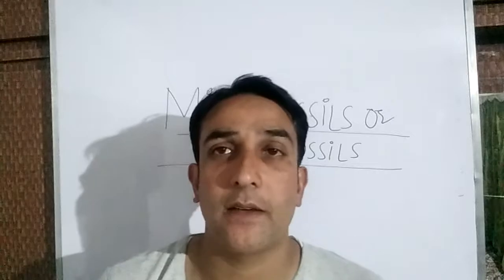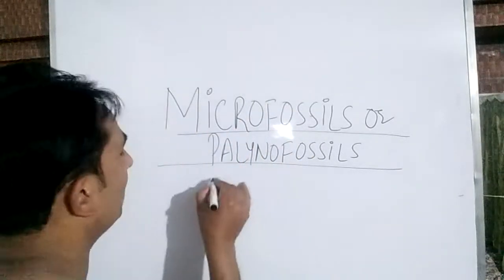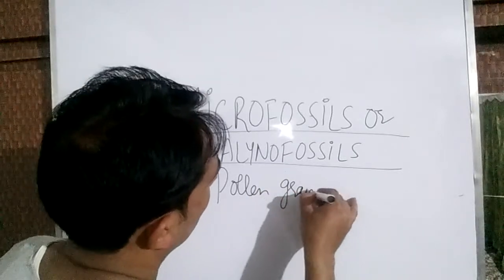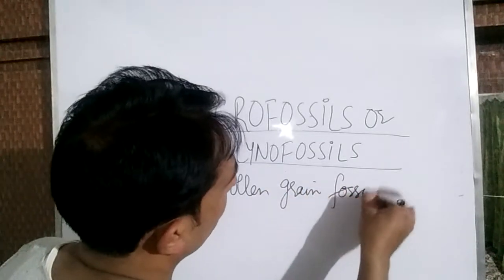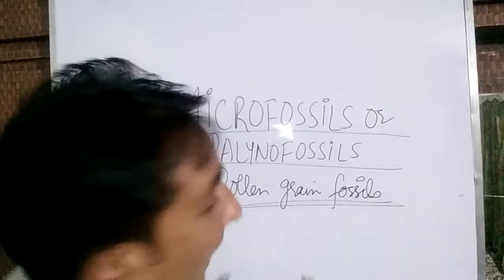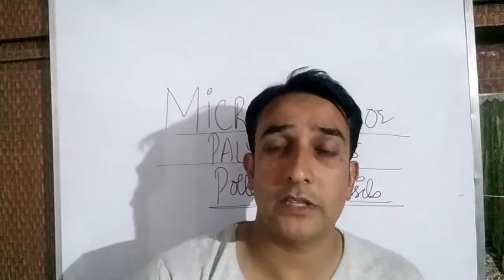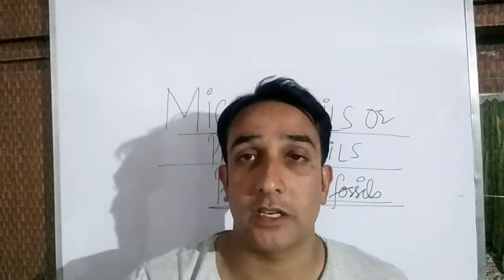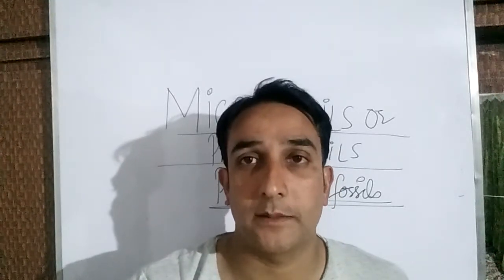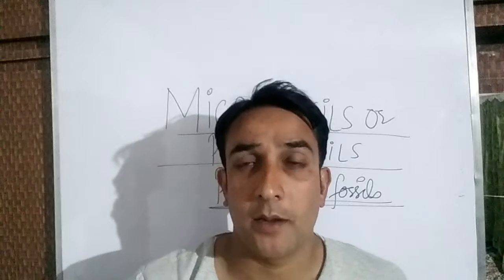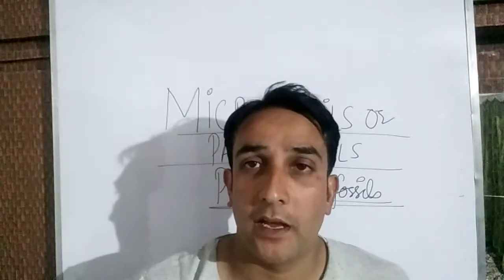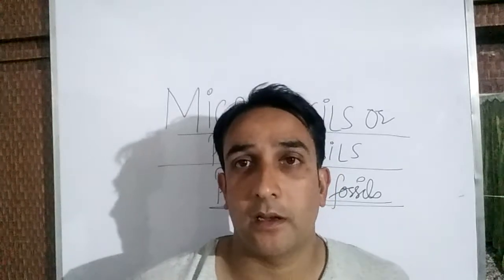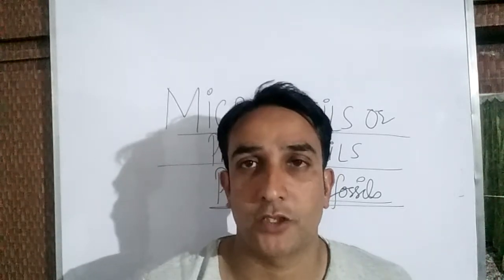For example, you will see the fossils of pollen grains. These pollen grain fossils are examples of palynofossils. So palynofossils are simply the fossils of microscopic organisms, or the microscopic fossils of parts of other organisms which lived in the ancient past. By studying microfossils, we can understand what types of microscopic organisms lived on this planet in the ancient past.